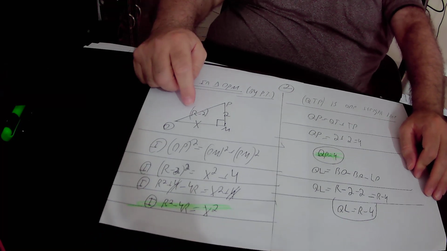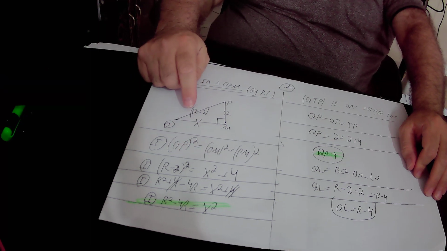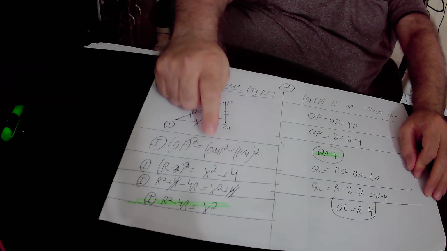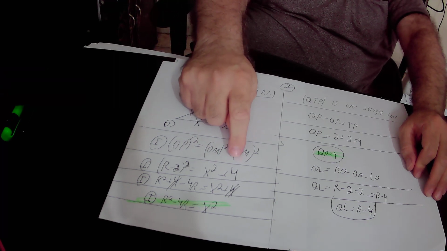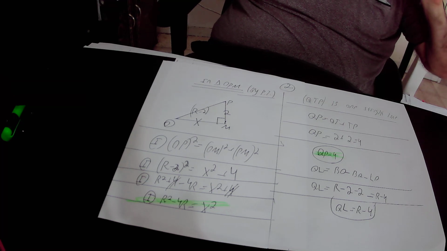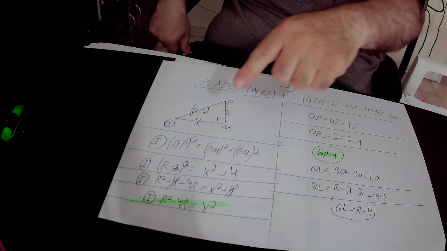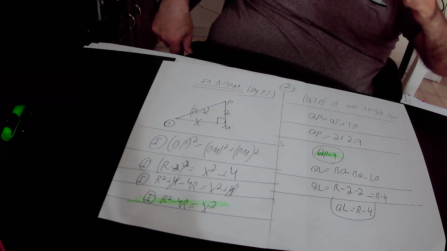OP equals capital R minus 2, so OP squared is (R minus 2) squared, and it must equal OM squared, where OM is x, so x squared, plus PM squared. PM is 2, so PM squared is 4. So in conclusion, according to equation number 1 and the Pythagoras theorem, (R minus 2) squared equals x squared plus 4.